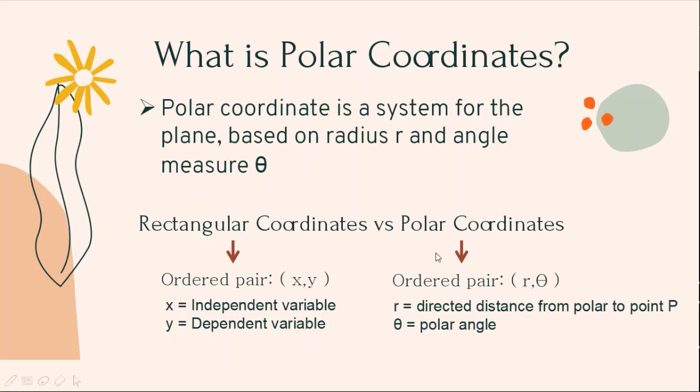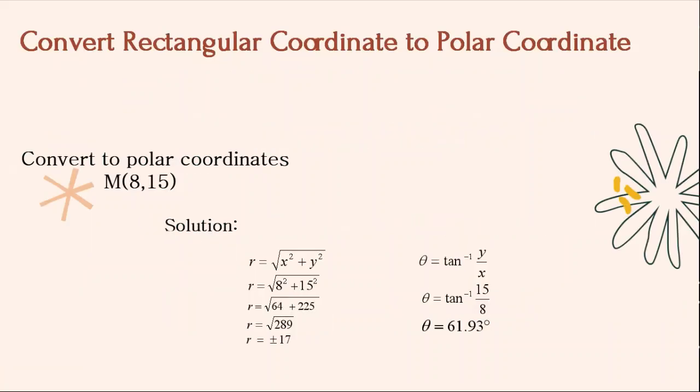When we say x, this is our independent variable, and y is our dependent variable. While in polar coordinates, r is the radius or directed distance from the pole to the point P, while theta, the angle measure, is the measure of the given angle. Okay? Now, let's proceed to the conversion from rectangular coordinates to polar coordinates.